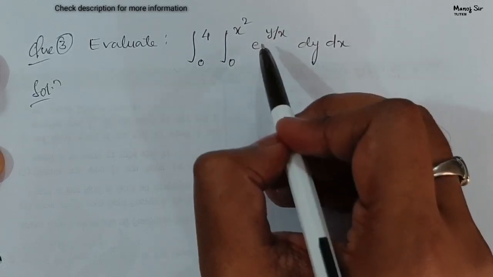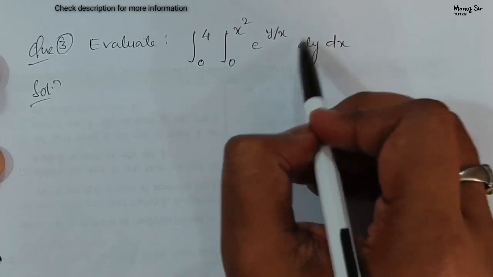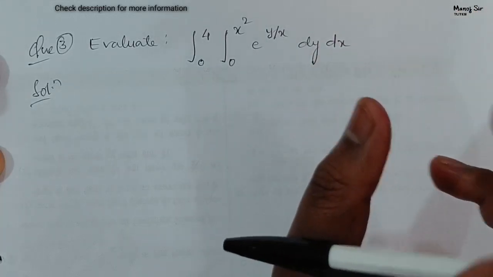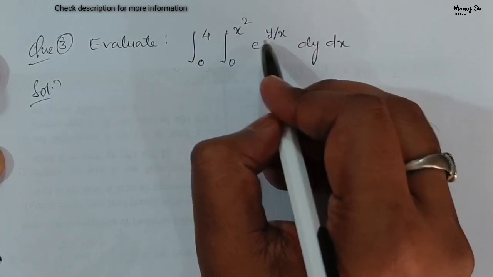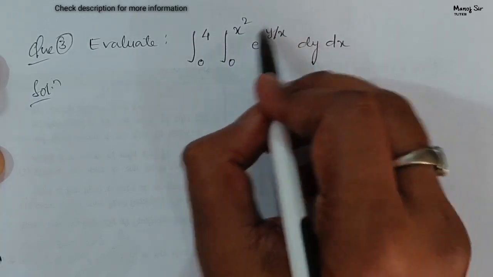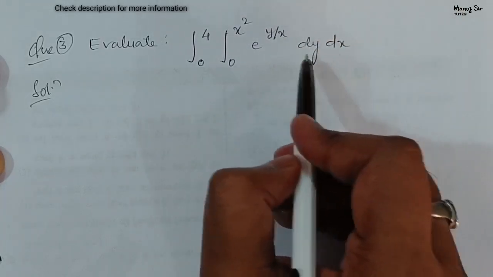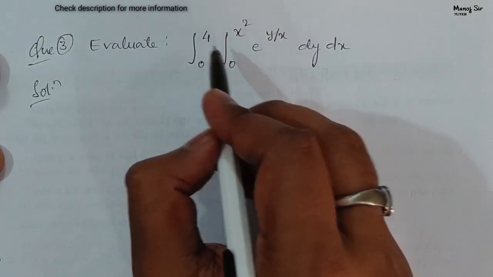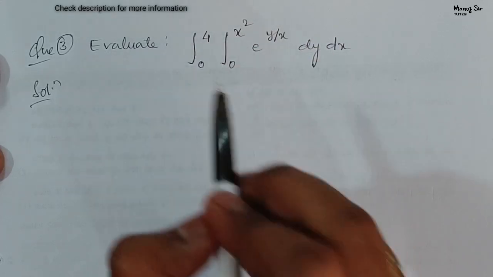If this is the limit of y, then we need to integrate this function, that is e to the power y upon x, with respect to y first. That means we can say the order of integration is correct. Here the function is e to the power y upon x. Since this is the limit of y, we need to integrate with respect to y first, and here we have dy. If this is the limit of y, then this is the limit of x. If y ranges from 0 to x square, then x ranges from 0 to 4.